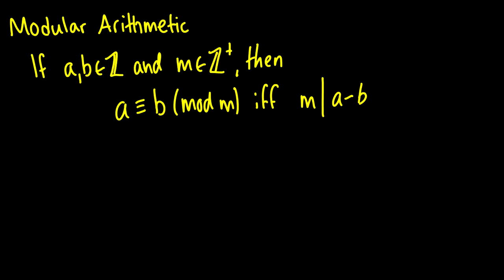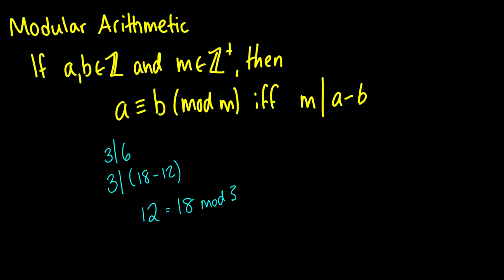If a and b are integers, and m is a positive integer, then a is equal to b modulo m if m divides a minus b. This is a little bit interesting, but let's take some arbitrary numbers here. We know that 3 divides 6. So we can say that 3 divides, let's do 18 minus 12. So what we can say here is that 12 is equal to 18 mod 3.